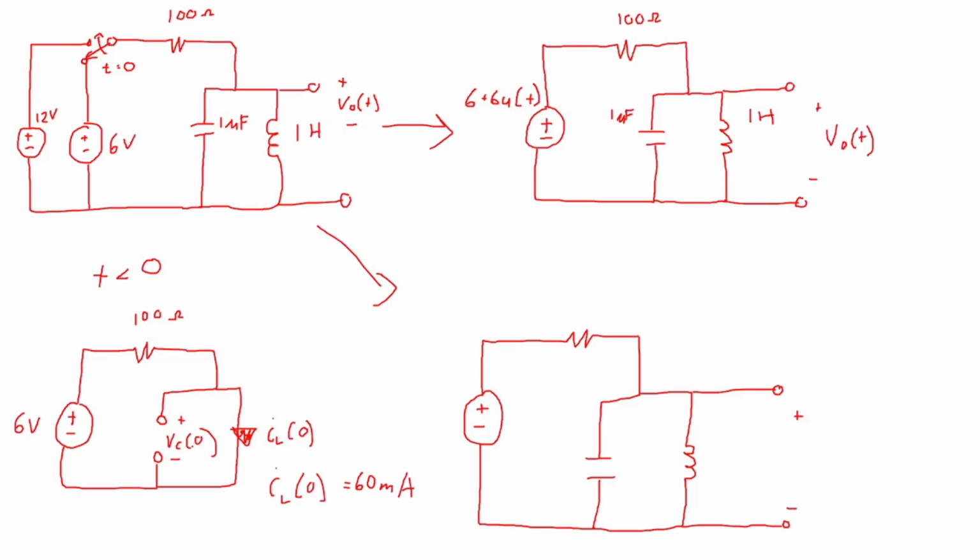We also know that because the inductor provides a short path, there cannot be any voltage drop across a short. And so that tells us that VC of 0 must then be 0 volts, because of the inductor creating a short that doesn't allow any voltage drop.